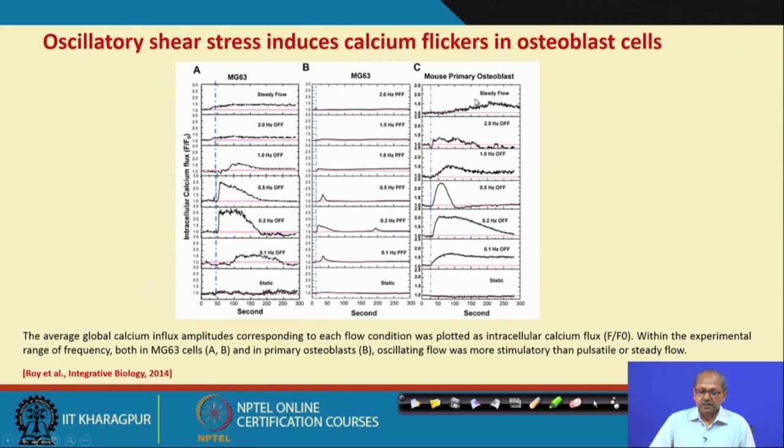And in the case of primary osteoblasts, when you apply oscillatory fluid flow at 0.5 hertz and 0.2 hertz conditions, the flicker concentration shows better results, like your MG63 cell lines. So, from this experiment we can conclude that oscillatory fluid flow transmits the mechanical signal at the initial stage of the cellular signaling event, calcium flicker concentration is high, and this is very much relevant to in vivo conditions.